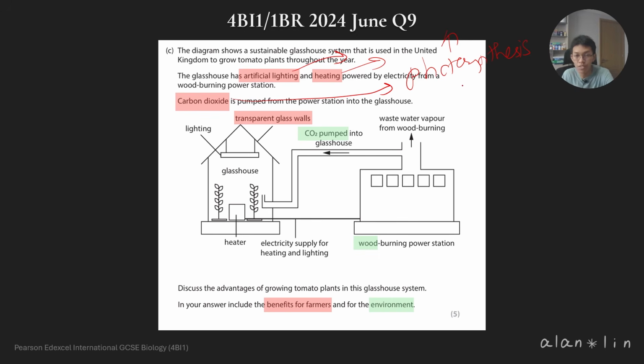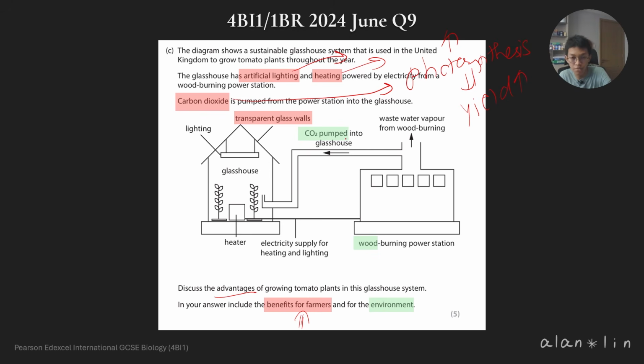Now, if we have a faster rate of photosynthesis, the plants can produce more glucose, and therefore they grow more, and therefore the yield of the crops will increase. Hence, the benefit for the farmer is that he can sell more crops. So that explains the part which is the advantage for the farmer.